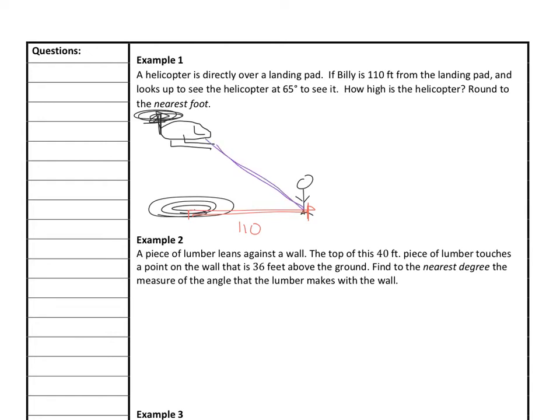Now, because they didn't tell us his height, we're going to assume he's seeing it from the ground. And I know that seems goofy, but unless they tell you a height of Billy, we assume the angle of elevation is made with the ground. So we're going to put our 65 degrees right here. And then we want to know how high the helicopter is. So its height, we're going to choose to call x, because we don't know what it is. Round to the nearest foot.